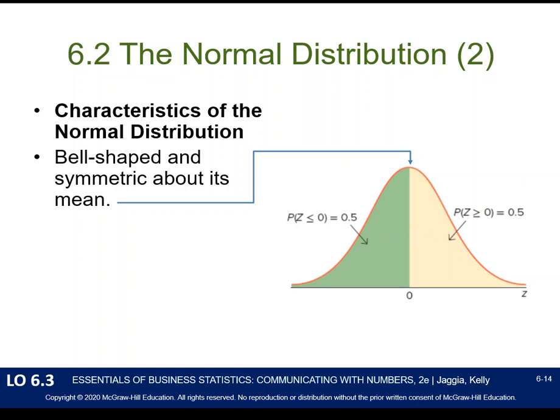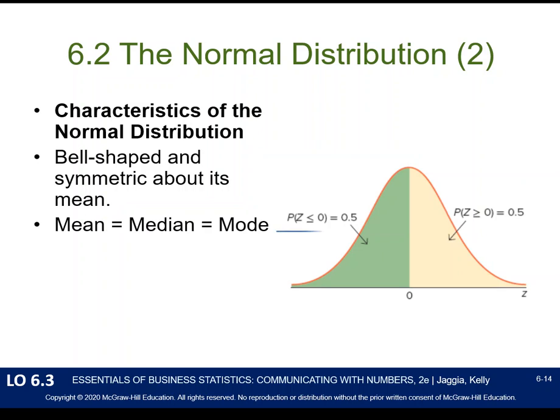For a normal distribution, we say the mean is 0. Now, I'll explain that a little bit more in a minute, because you're thinking, well, the mean is not always 0, that doesn't make sense. But for a normal distribution, the mean is 0. Also, the mean, the median, and the mode are all equal. So again, in this case, it's always going to be 0.